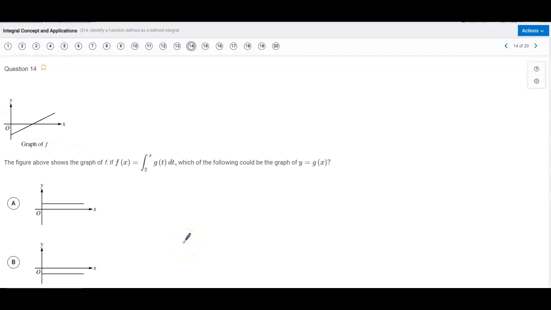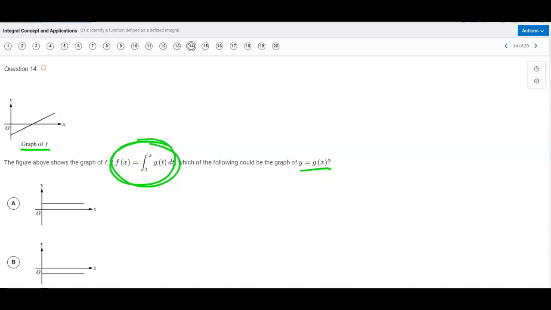So the figure above shows the graph of f, which is this. A lot of times when we look at questions like this, the graph that they give you is this function, but that's not the case on this problem. On this problem, the graph of f is this whole thing. So that's the graph of the integral function. They want to know, what could the graph of g of x be?